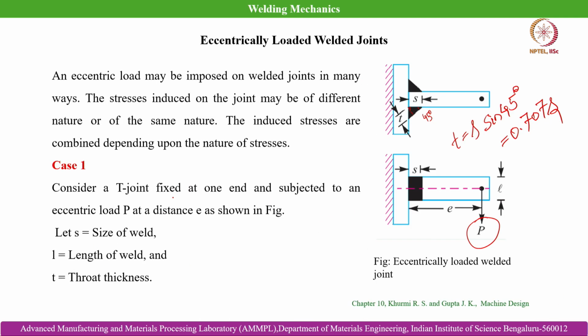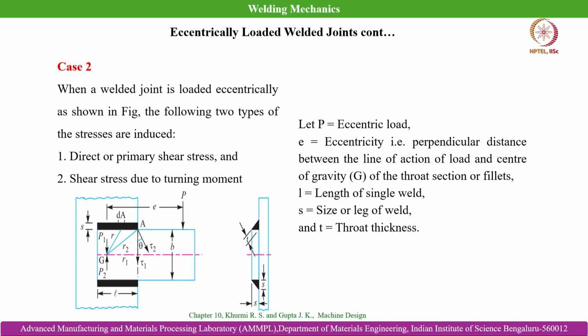Here this force P is acting with this eccentricity from the center of gravity, that is G, which is marked over here. So this is the center of gravity, and from the center of gravity the distance of the load applied is e. Also the length of the weld is L, equal on both sides. Again, this is a case of double-sided fillet weld, and S is the leg size of the weld, and t is the throat thickness.